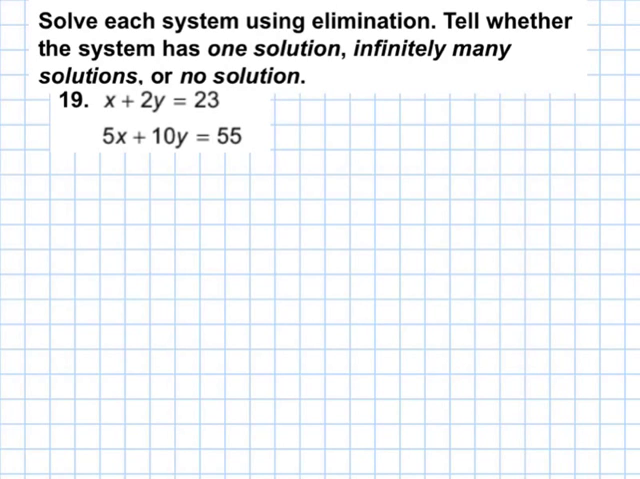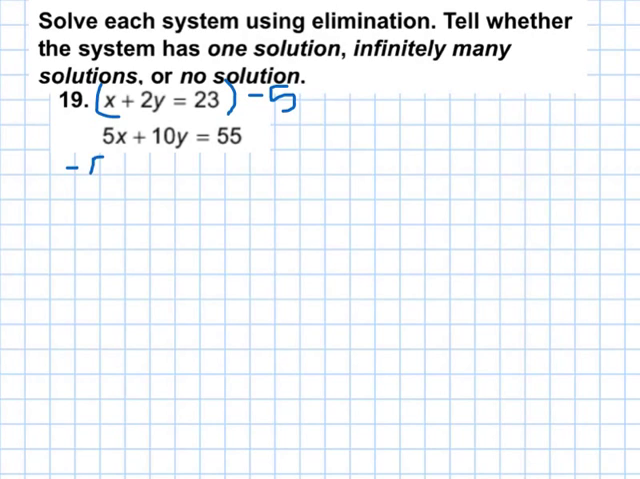Now we get to solve them doing elimination. So we want to try to combine them in a way that will get them to cancel out. So one needs to be negative, one needs to be positive, and they should be the same number. So here I'm going to take this first equation and I'll multiply by negative 5 because 1x times negative 5 will give us a negative 5.